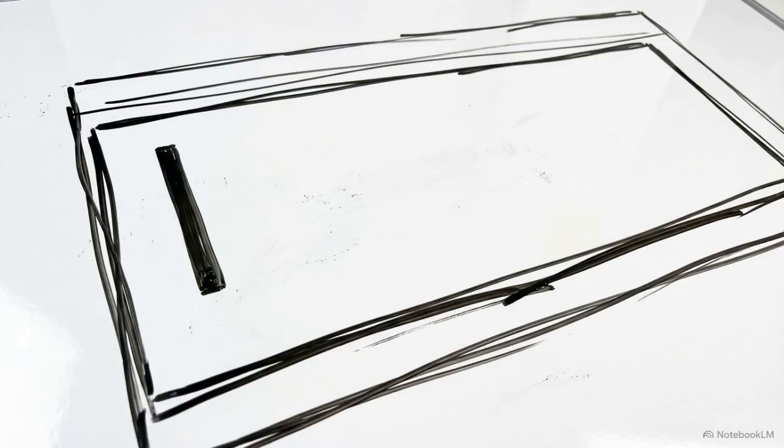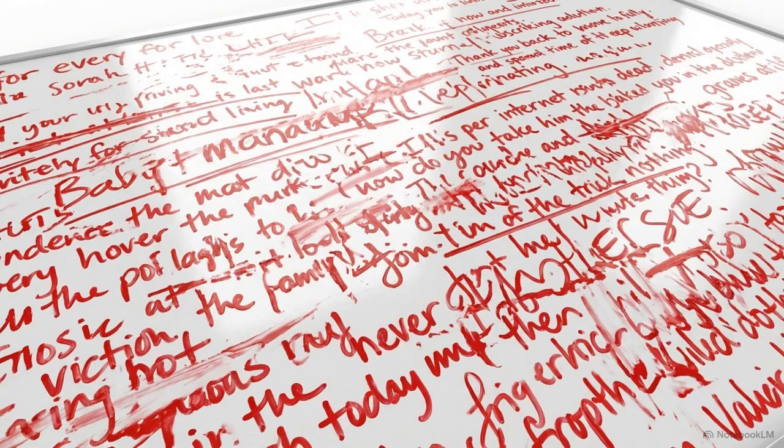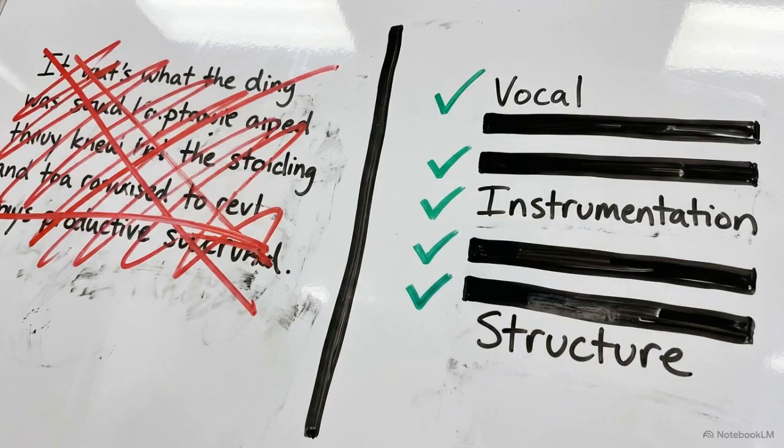Now we assemble these concepts into a single structured prompt inside Creative Fabrica Studio. Avoid writing your instructions as a single massive paragraph, as this can confuse the generation engine. Instead, format your prompt using distinct categories. Break the text out using specific tags like vocal, instrumentation, and structure.